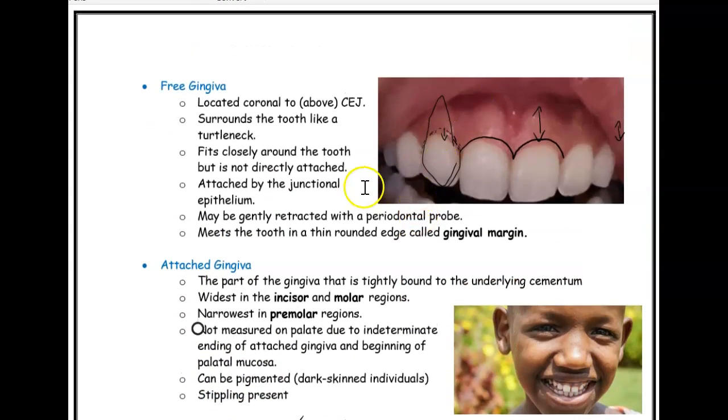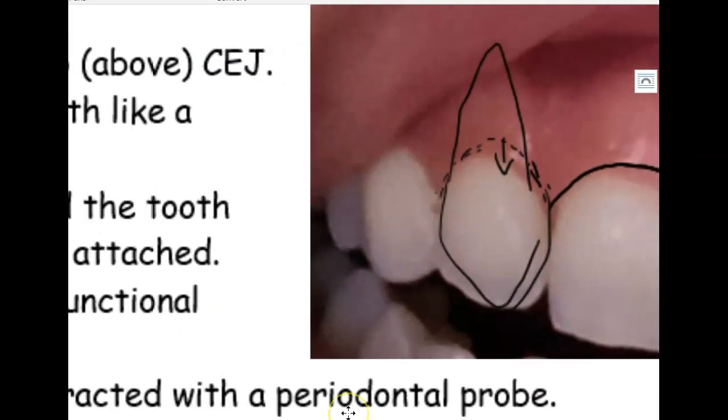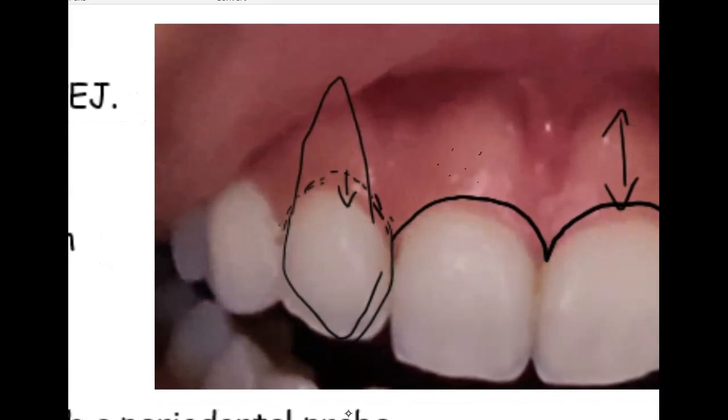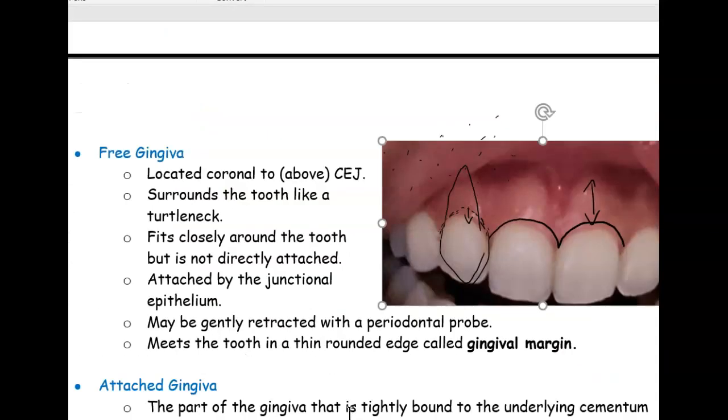Okay, so if this is a test question, free gingiva is not necessarily pigmented, but the attached gingiva could be pigmented. So if this person was a darker individual, we would see pigment, such as this black pigment, on the attached gingiva. Another thing to note is stippling is present. I don't know if you can see it, it's hard to see, but stippling is kind of like an orange peel appearance. I'm trying to draw this, but basically you would see dots all around the attached gingiva, and those dots represent stippling. So stippling is seen in healthy gums.